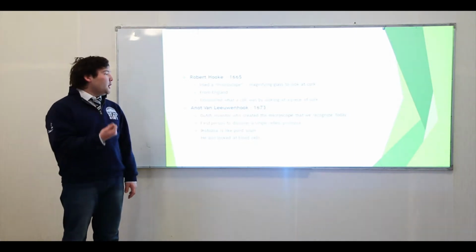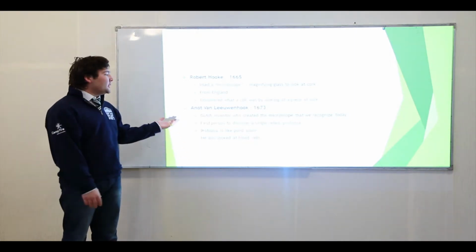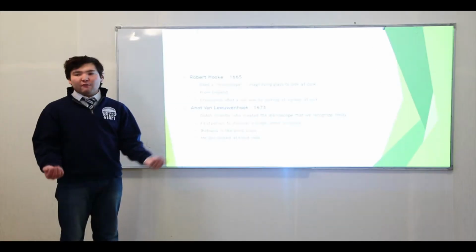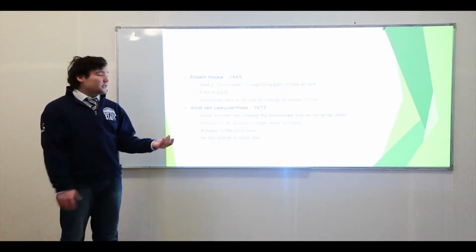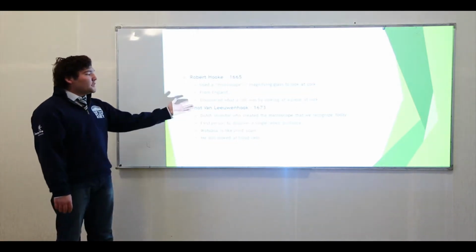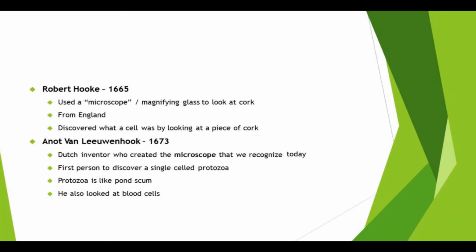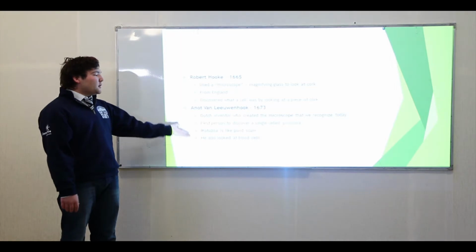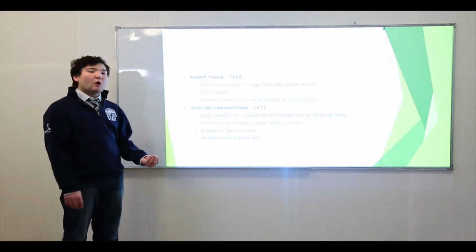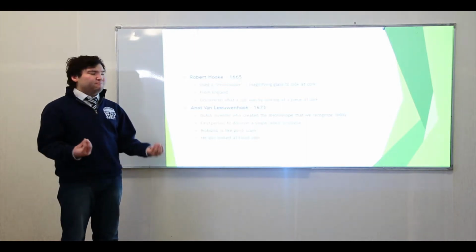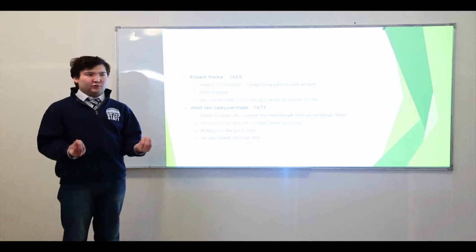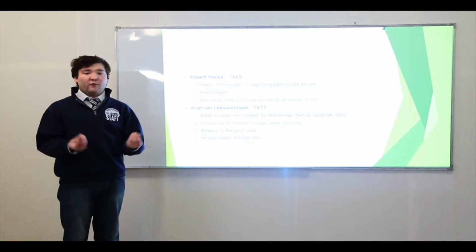To look at the cork. So, Robert Hooke was from England and he discovered what a cell was by looking at a piece of cork. However, he didn't know that it was a living organism. Then later in 1673, Antonie van Leeuwenhoek, a Dutch scientist, invented a microscope like the one we recognize today. He was the first person to discover a single-celled protozoa. Protozoa are like pond scum, and he also looked at blood cells. And he was actually the first man who introduced the term cell. Next.